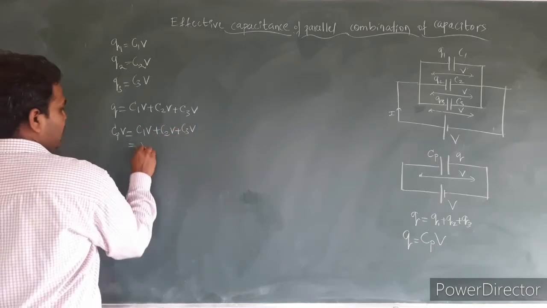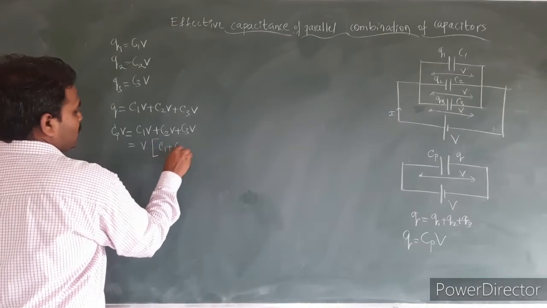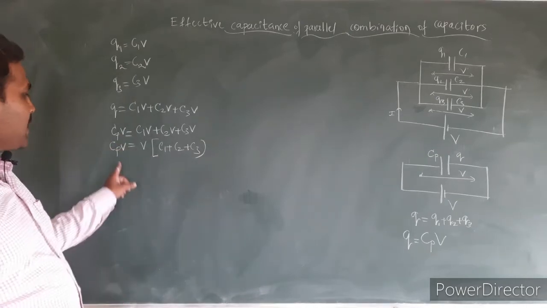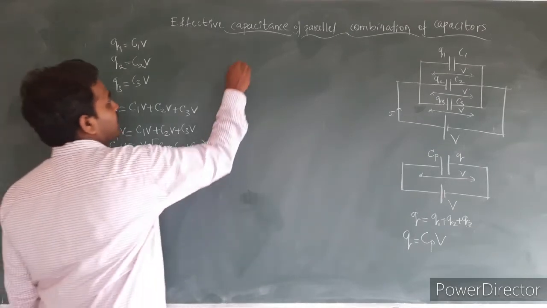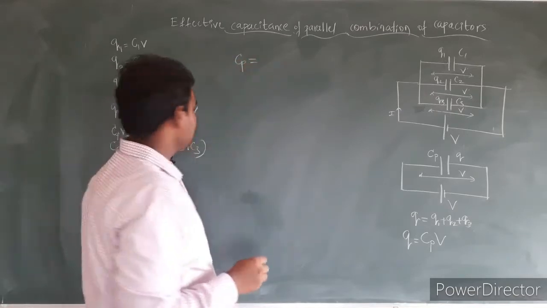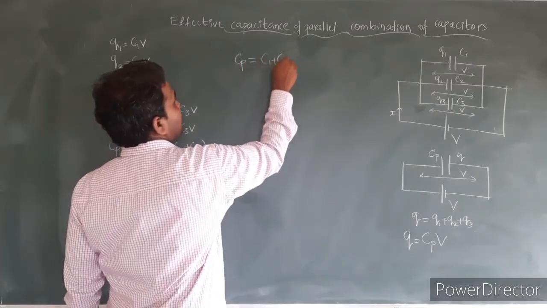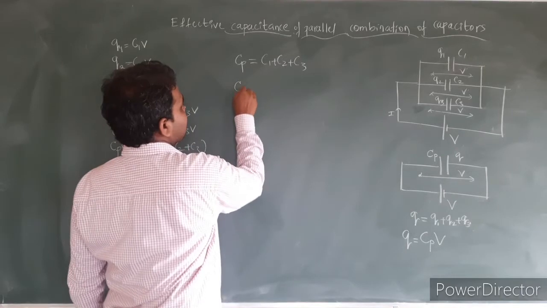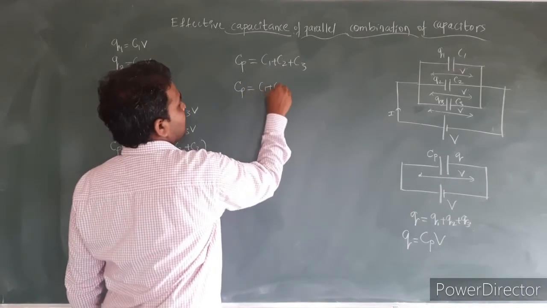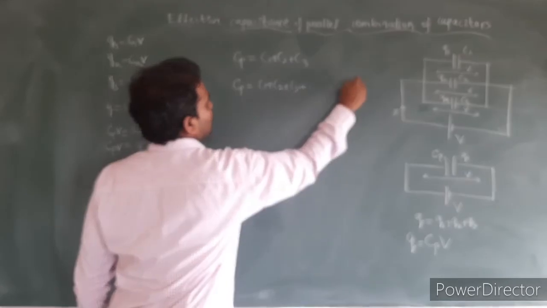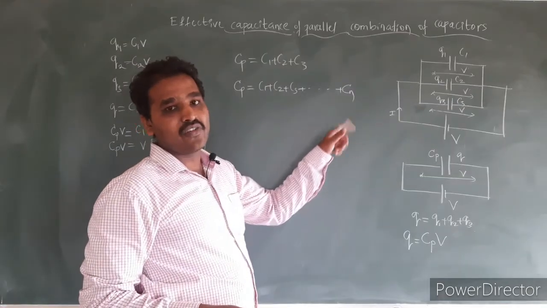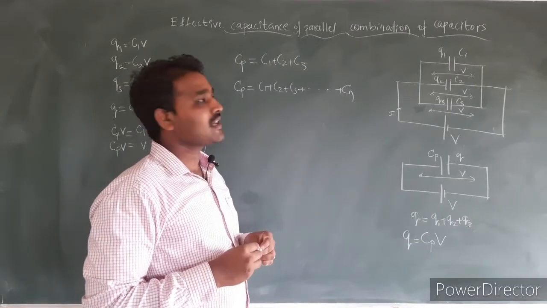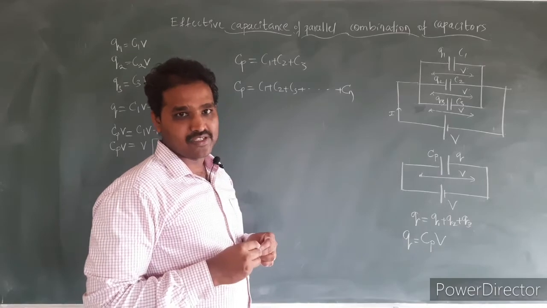I take V common here, so that I can write it as C1 plus C2 plus C3. LHS is Cp into V. By comparing LHS and RHS here, I can write the effective capacitance of the parallel combination as Cp is equal to C1 plus C2 plus C3. The same equation can be extended for n number of capacitors, that is Cp is equal to C1 plus C2 plus C3 up to Cn, where Cn is the capacitance of the nth capacitor. This is the expression for effective capacitance when capacitors are connected in a parallel combination.